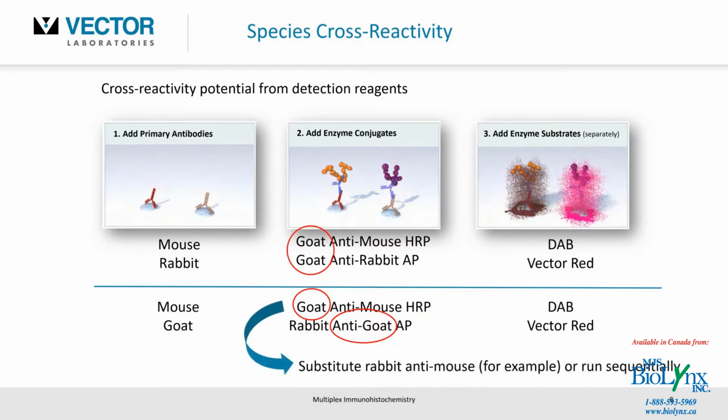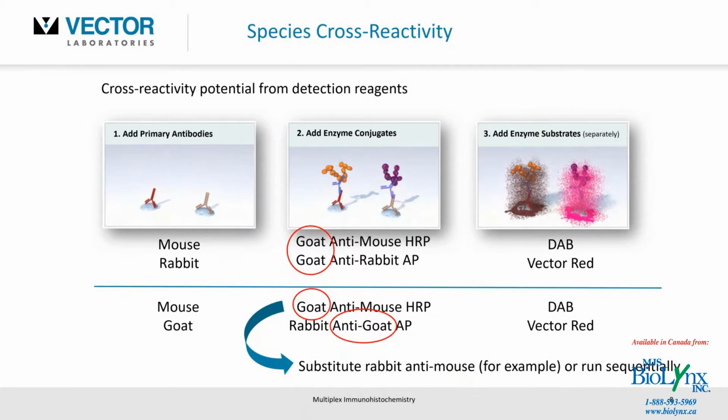And so what you'll have to do would be either substitute in, for example, a rabbit anti-mouse for that first label, which would require you to further optimize the dilution parameters for that. Or indeed, you could run the label sequentially, whereby you'd run the first mouse all the way through primary antibody, detection reagent, all the way through to DAB staining. Then you'd repeat the staining, applying the second primary antibody, run through the rabbit anti-goat AP, and then develop with Vector Red. Obviously, you can't mix together the goat anti-mouse and the rabbit anti-goat. They're going to glom together, and you're not going to get any binding to your target primary antibodies.